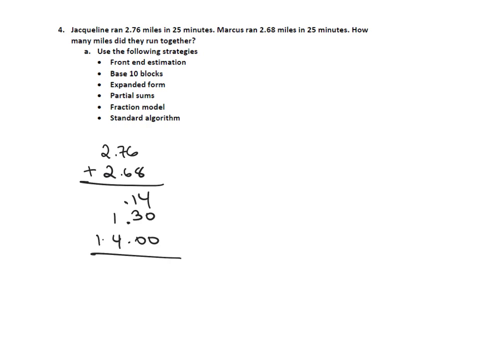Partial sums, we've got 2 and 76 hundredths, 2 and 68 hundredths. If I add that, I'm going to add the 14 hundredths. That's what 8 hundredths and 6 hundredths would be, 14 hundredths. And then the 7 tenths and the 6 tenths will make 13 tenths. And then the 4 wholes. So you get 5 and 44 hundredths. So that would be your partial sums.